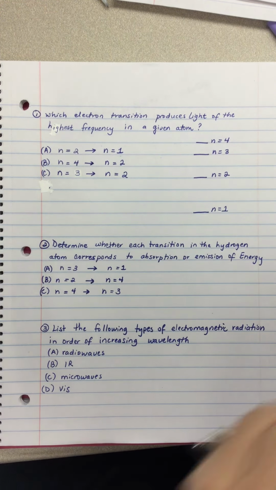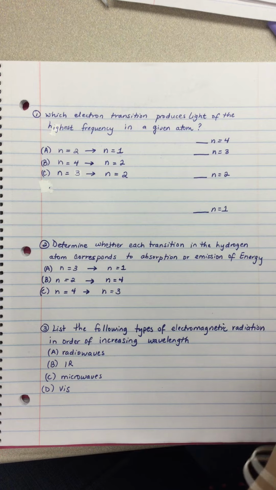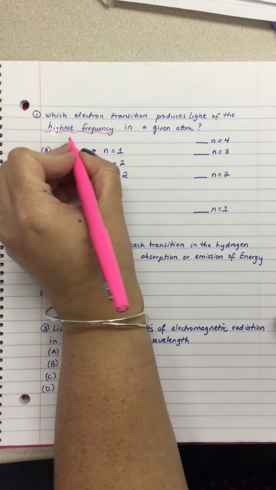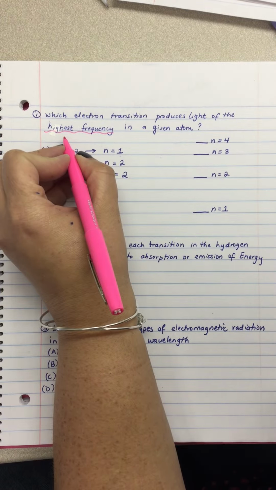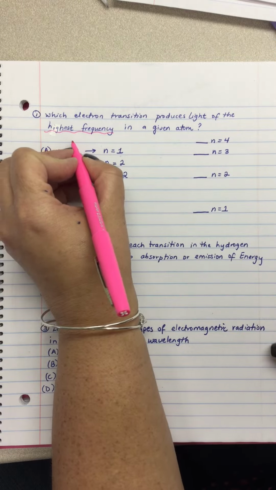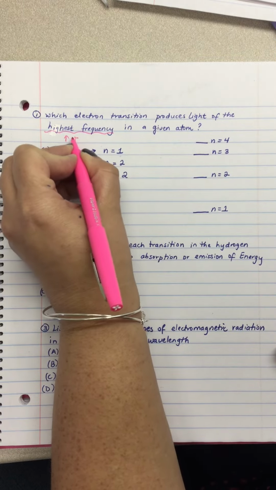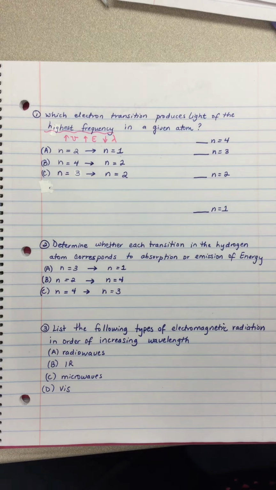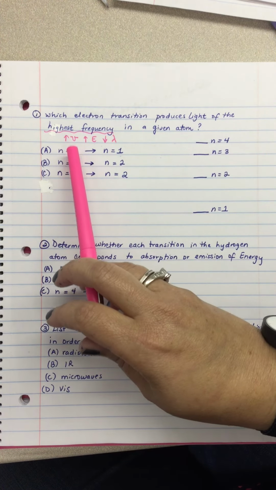So I have three problems here, and I will walk you through some things that you should think about when you're trying to solve these three, and you can solve them on your own time. Okay? So this is asking for highest frequency. You need to remember the relationship between frequency, wavelength, and energy. A high frequency means that you have high energy, which means that you have a short value for wavelength.